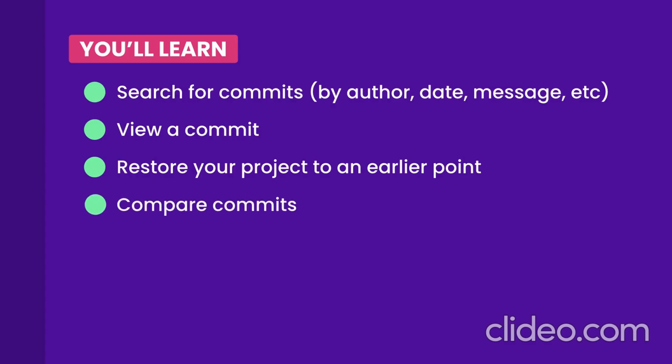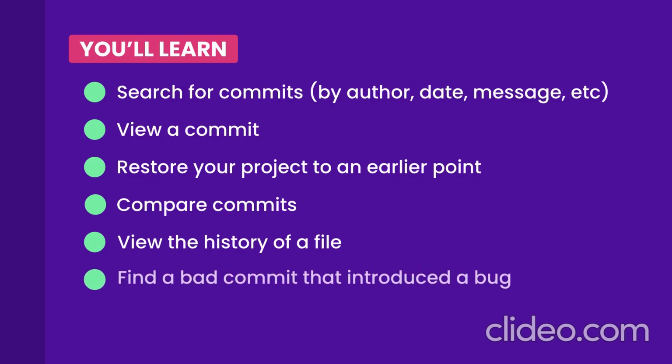We'll also see how we can compare commits to see what files have been changed and how. You will also learn to view the history of a file to see how it's evolved from day one and who has written each line of code. And finally, I will show you a great tool for quickly finding a bad commit that introduced a bug in your application. So there's a lot we're going to cover. Let's jump in and get started.